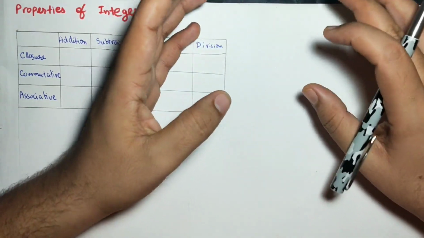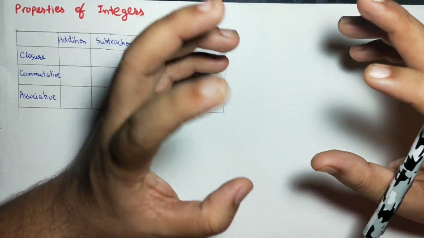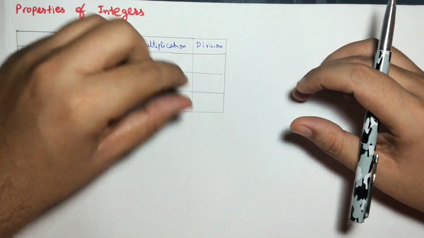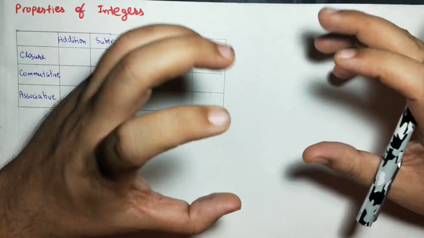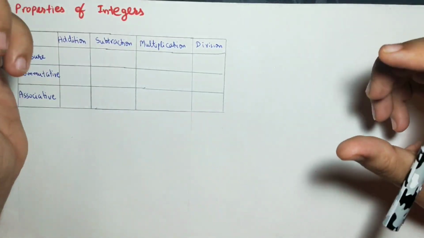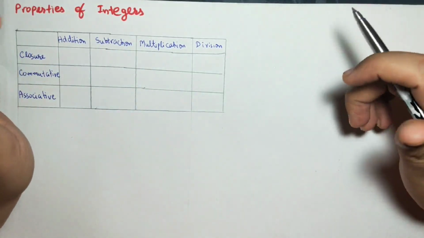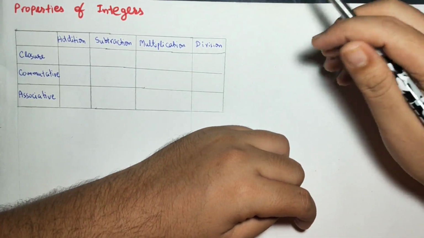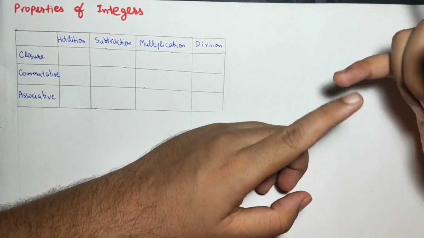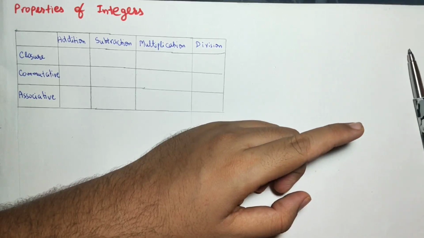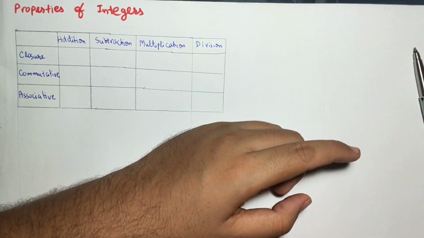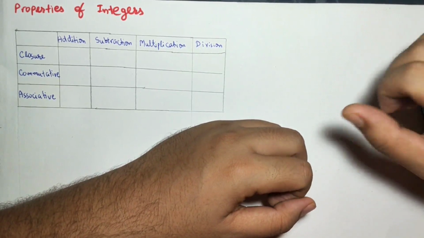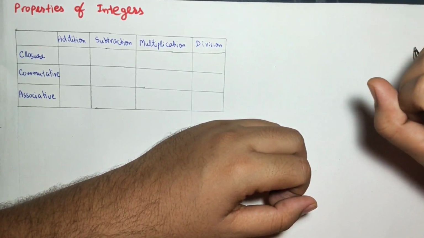These are the four basic things which we can do. I'm not getting the proper word for it, but there are four basic functions which we can perform between two integers. Either we can add them, subtract them, multiply them, or divide them. Now what will happen if we add two integers?